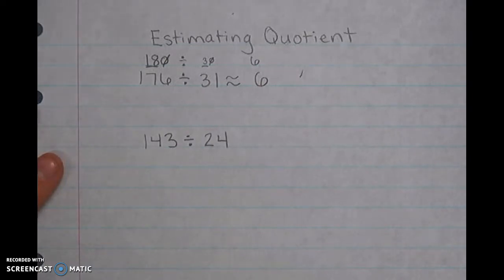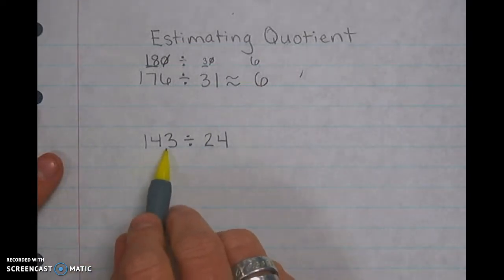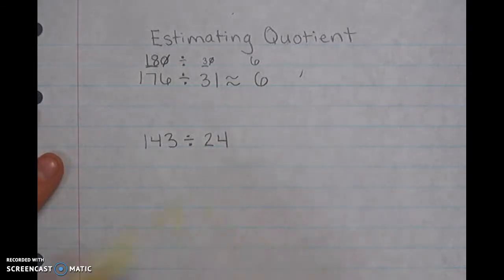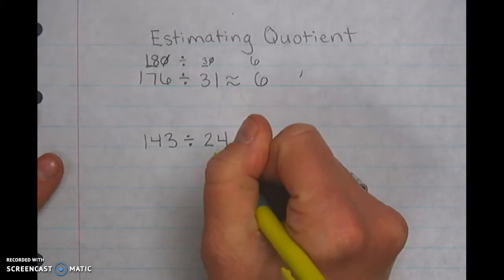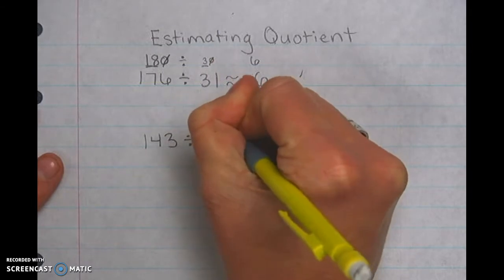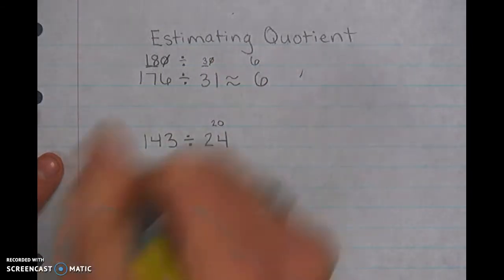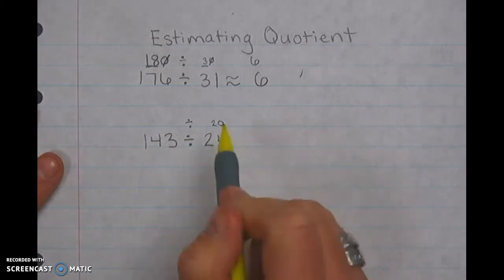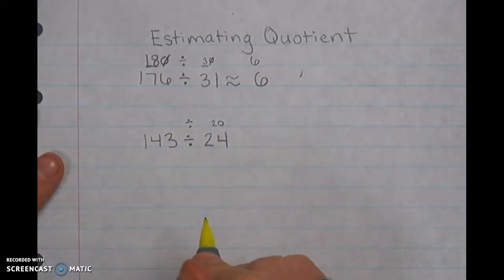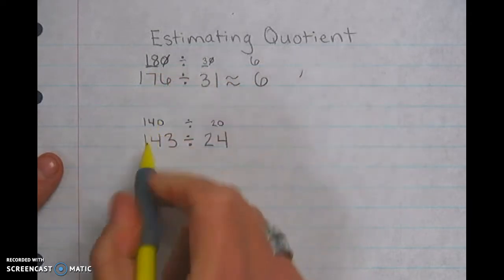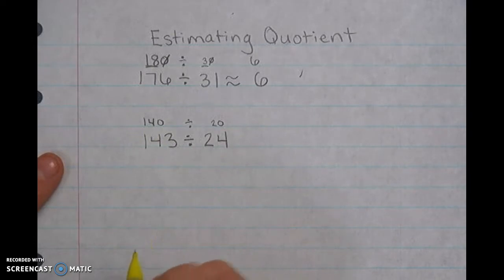Here is another example. So I have 143 divided by 24. If I use my rounding skills and I think about 24, that is closer to 20 than it is 30. So I'm going to write my 20 above it. Then when I look at 143, it's closer to 100, but again, 2 doesn't go into 1, so that's not going to work.